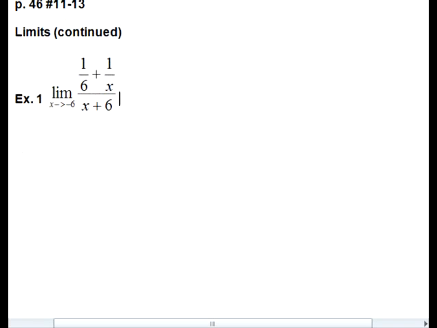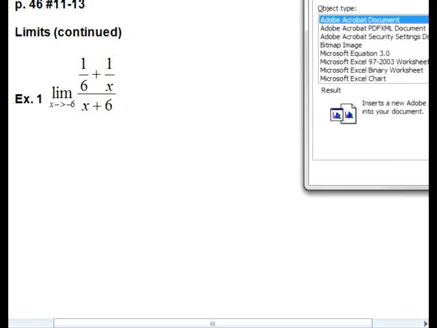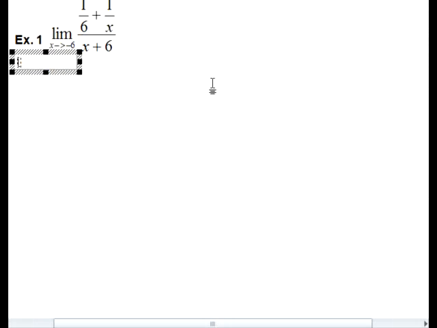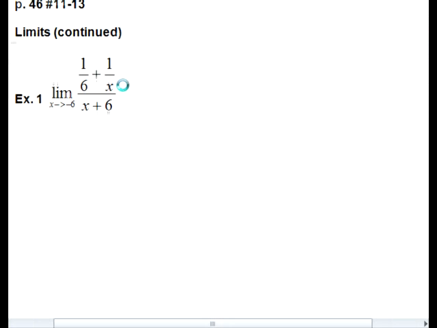If we do the direct substitution, you get 1/6 plus 1/-6, which should equal 0 over -6 plus 6, that equals 0 over 0. Okay, so let's actually solve this one now if we can. Any suggestions on what I can do next?